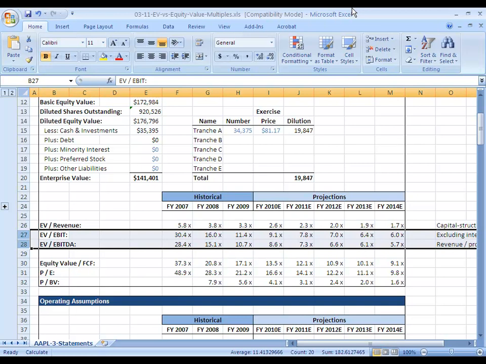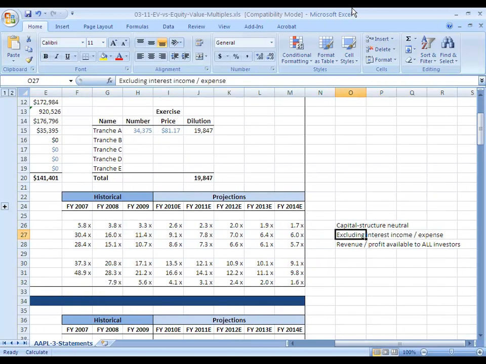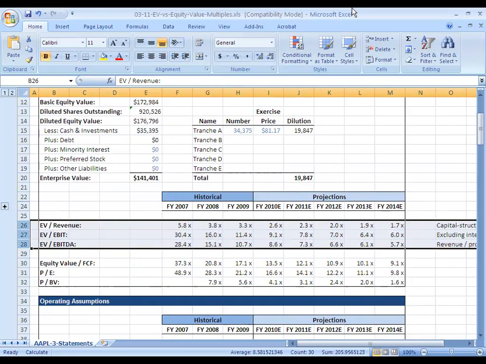Because with these metrics, the debt investors have not yet been paid, the equity investors have not yet been paid, and the preferred stock investors have not yet been paid. We're excluding the interest income and expense, so anything that the company is going to owe in terms of interest expense to debt investors is going to occur below this line item, below EBIT or below EBITDA. Similarly, preferred stock dividends have not yet been taken into account in these, so we use enterprise value because we want something that's capital structure neutral.